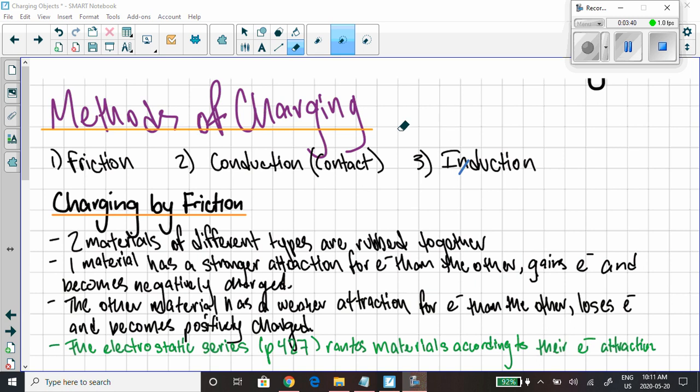Well, how can an object go about getting charged? Methods of charging. How can an object become charged? Well, there's three ways it can do that. By friction, by conduction, which is also known as contact, and by induction. Those are the three ways that an object can be charged.